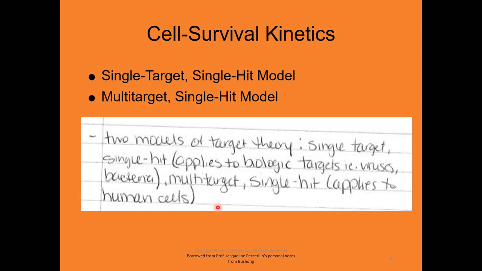Again, there's two models. One is the single target, single hit, and the other is the multi-target single hit. The single target single hit applies to single cell organisms like viruses and bacteria, and the multi-target single hit applies to human cells.